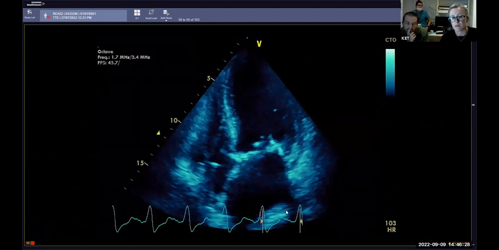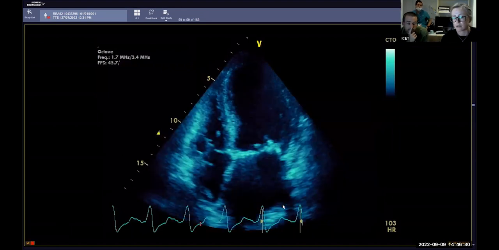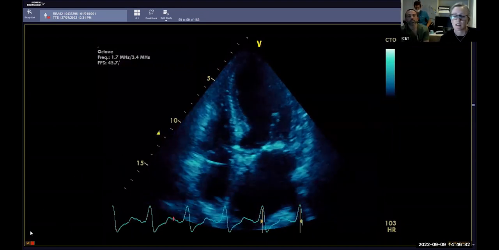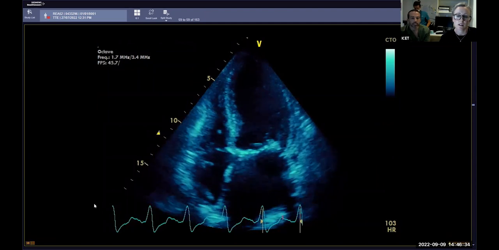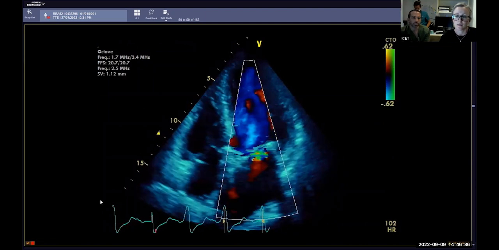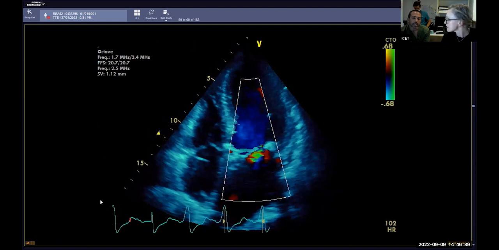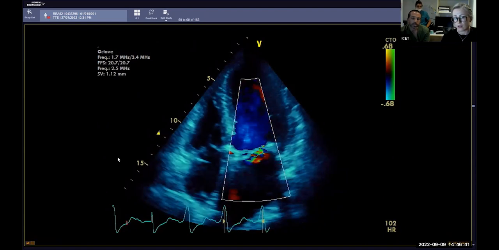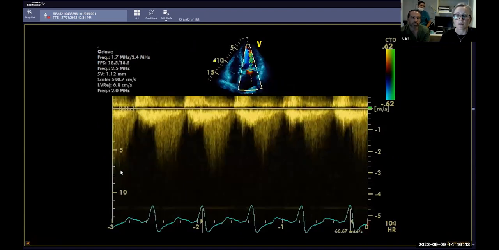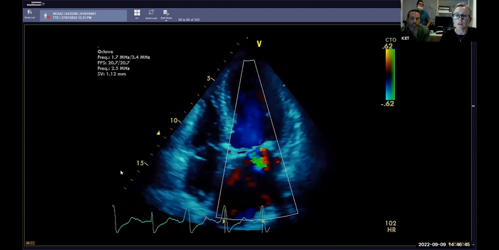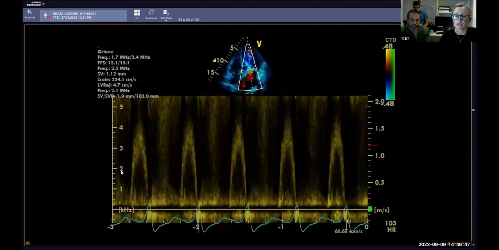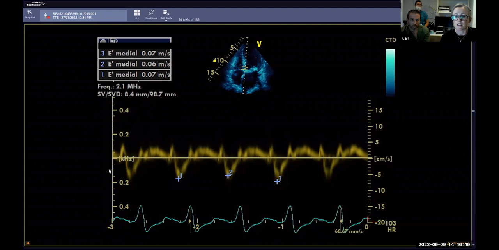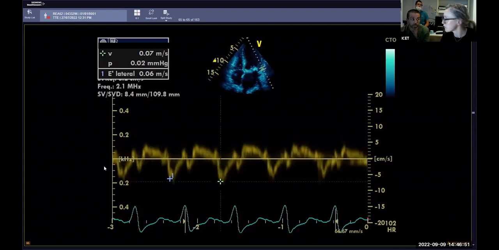Did you mention what kind of pressure half time number you had in mind? So 220 over pressure half time is what you can use to calculate your mitral valve area. What number would you start thinking, in the guidelines, is when it's starting to become severe for the mitral pressure half time?